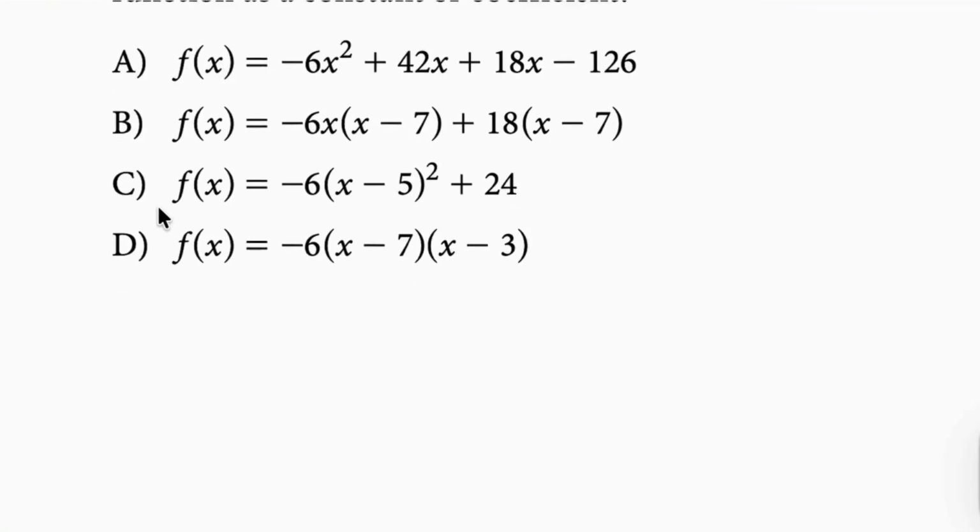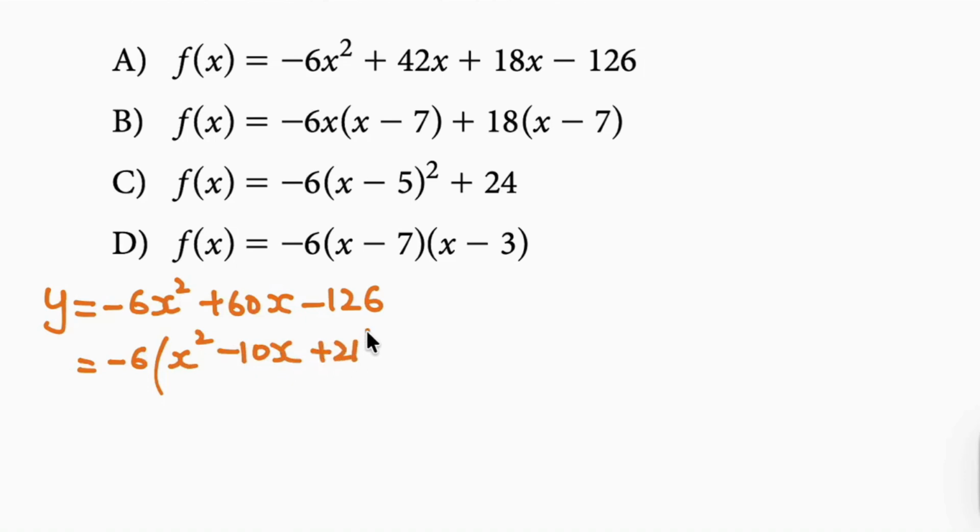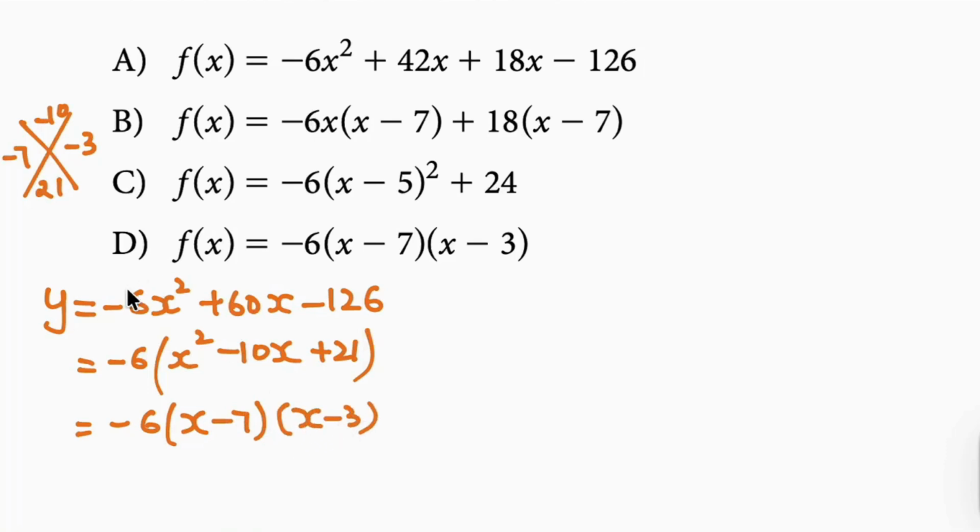Now let's solve it first. My equation is y is equal to negative 6x squared plus 60x minus 126. If I take negative 6 common, I am left with this. Okay, I can see that if I solve this by the AC method, negative 10 and 21, these can be the two numbers. So we can do middle term splitting. Okay, D can be the right option, but it's not.